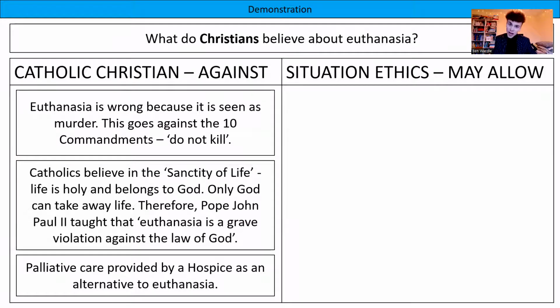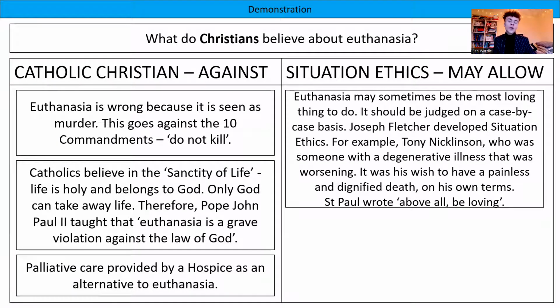In terms of situation ethics, then, as our contrasting view, you might say euthanasia may sometimes be the most loving thing to do. It should, of course, be judged on a case-by-case basis. So with situation ethics, you don't say that something is always right or always wrong. You say it all depends on the situation. Joseph Fletcher, of course, developed it. He said love's decisions are made situationally. So a Christian should always prioritize love, because Jesus said that loving your neighbor is the most important thing you should ever do. And so you have to think in that situation, what is the most loving thing?